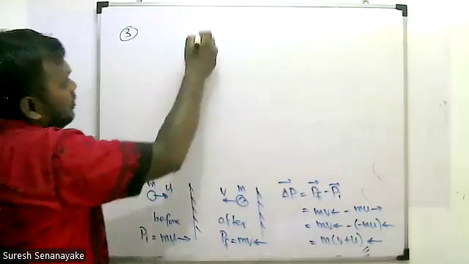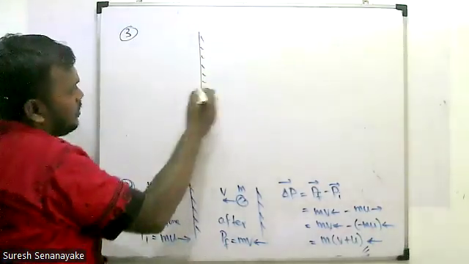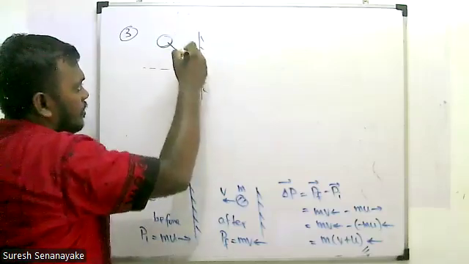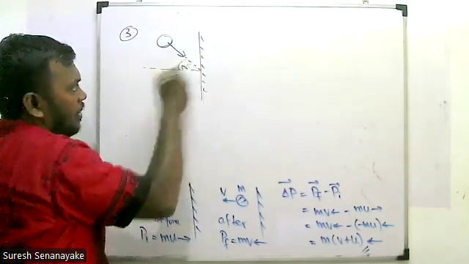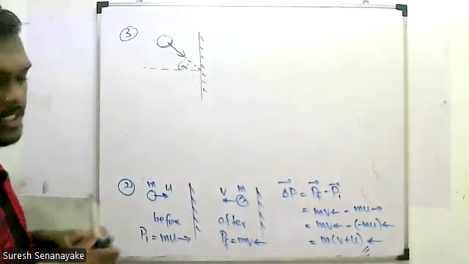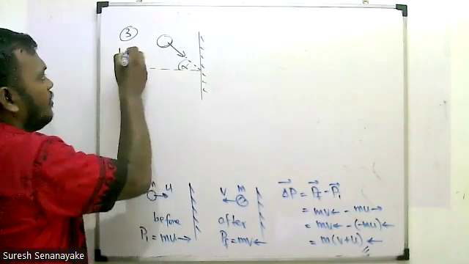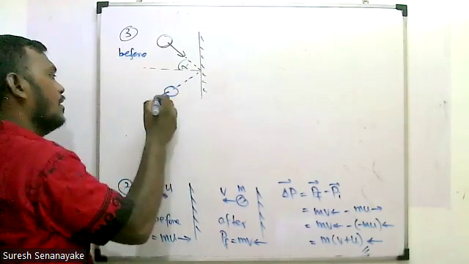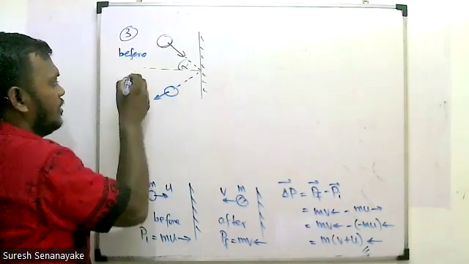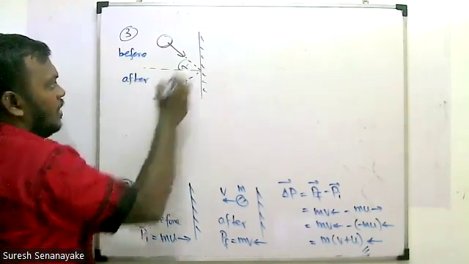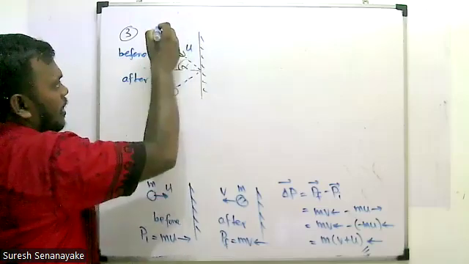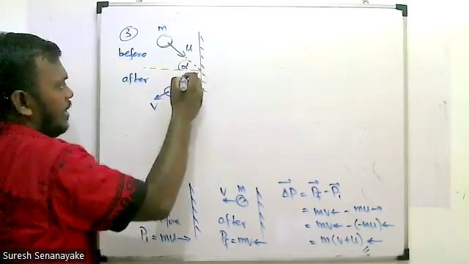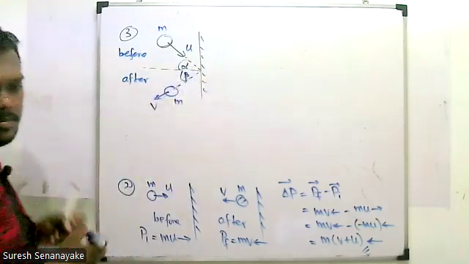If it collides with a wall like this, it's moving towards the wall with some angle. Let's see, this is with the angle alpha. It's moving towards the wall, this is before collision, right? After collision, it's moving in another direction. So it comes with velocity u and mass m, the same mass moving with velocity v. This makes an angle alpha, and this makes an angle beta, let's say.